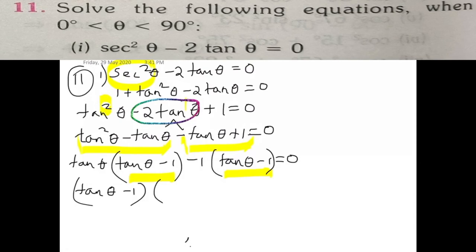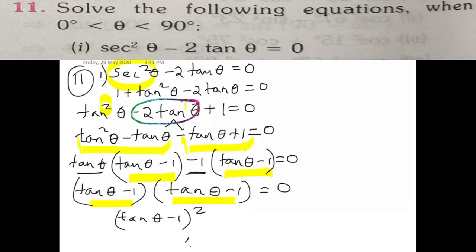Now taking tan theta minus 1 as common from the whole thing, what is outside the bracket is what I am supposed to write. What is outside the bracket is tan theta and minus 1, so tan theta minus 1 times tan theta minus 1 equals 0. Both the brackets are same, so I can write this as tan theta minus 1 whole square equal to 0. Now if I remove the square from one side, on the other side I have to put a root.